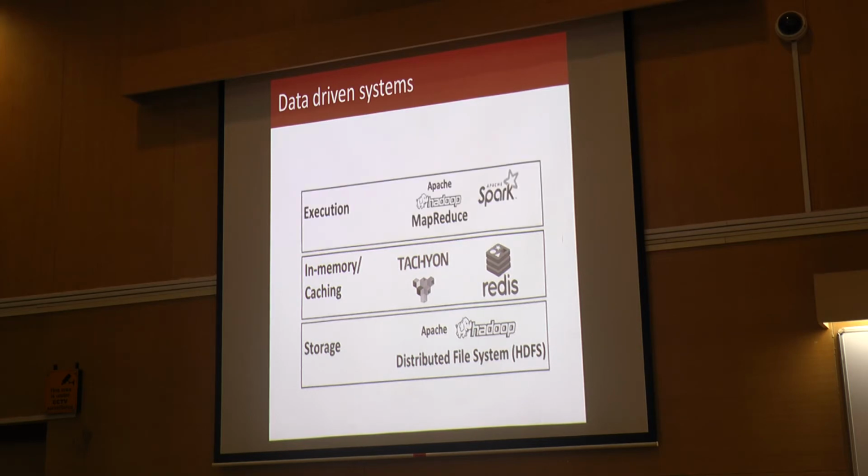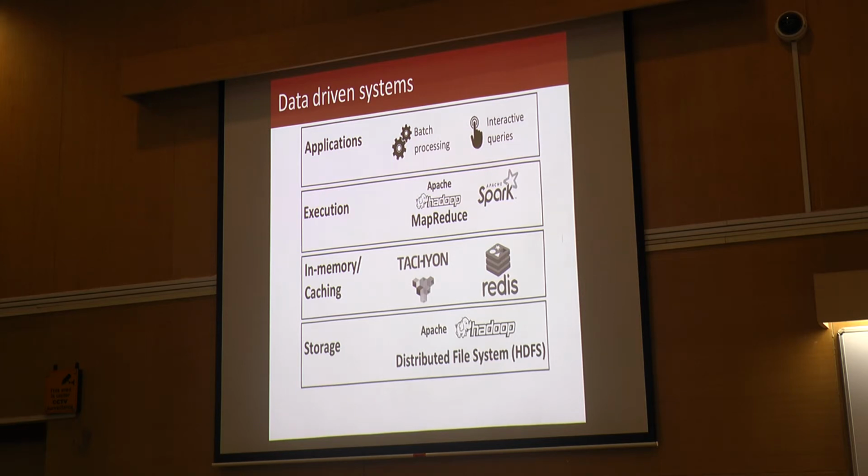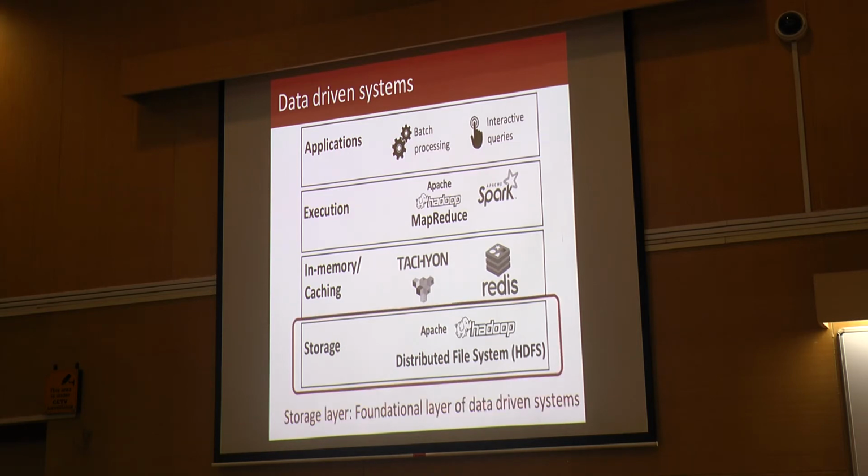And then there is what is called an execution layer, which executes the tasks which the application layer sends to it. And then on top of it, there is an application layer of various kinds. There are some interactive applications where people want very quick responses. There are what are called batch jobs, which run over a long time, like a background job, and so on. But as you can see, the storage layer is the foundational layer for these data-driven systems.